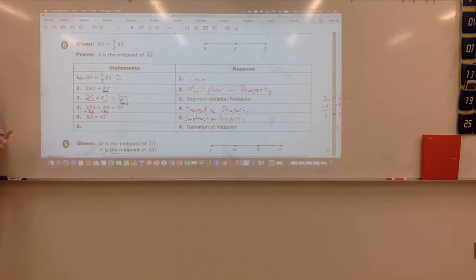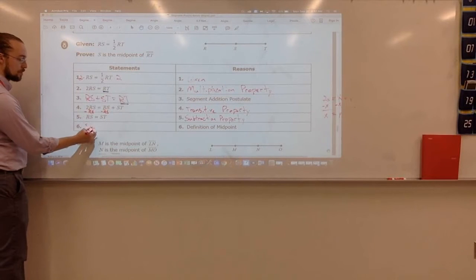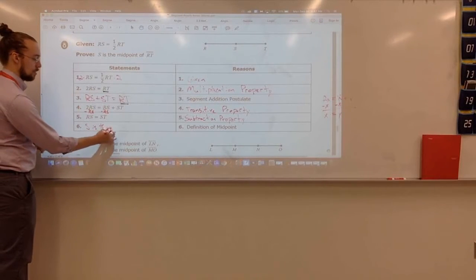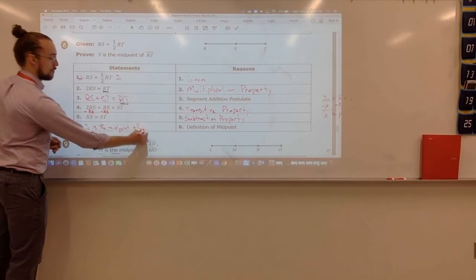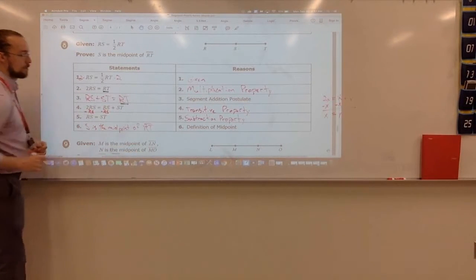Alright. So now, the final line, if I know RS equals ST, what can I claim by the definition of midpoint? As the midpoint, right? The final line should be what we want to prove. So, the final line should just be this. S is the midpoint of RT.